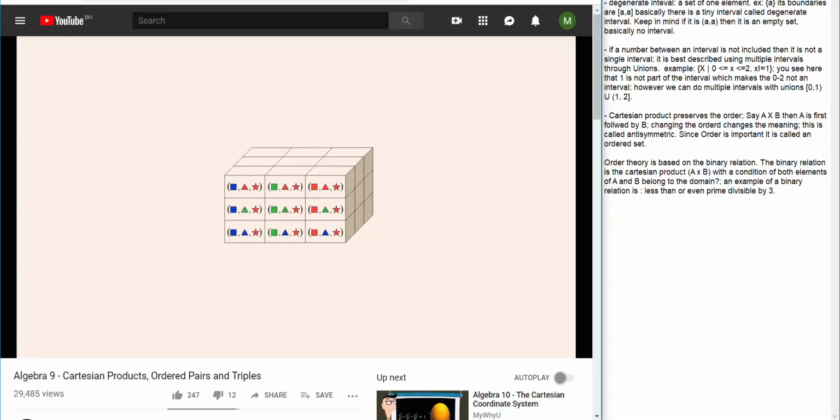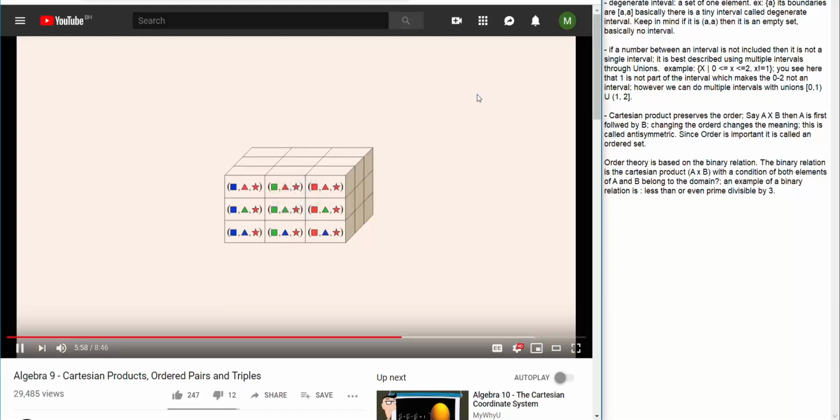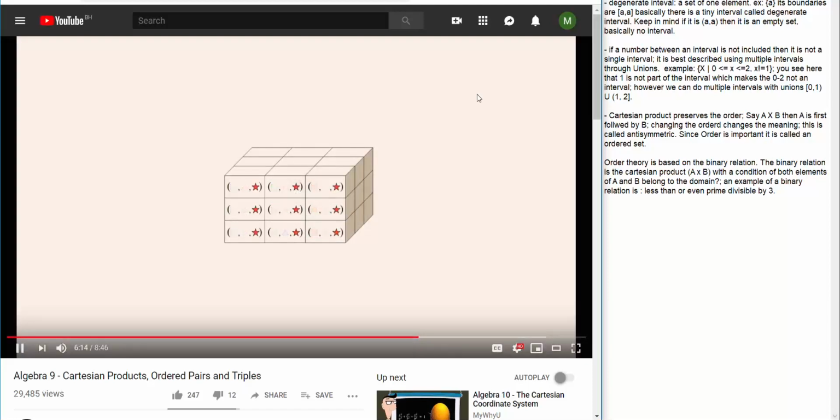Likewise, the second elements are the same in each of the 3 horizontal planes. The second elements in the bottom plane are blue triangles. The middle plane are green triangles, and the top plane are red triangles. The third elements are the same in each of the back, middle, and front planes. The third elements of the back plane are blue stars. The middle plane are green stars.